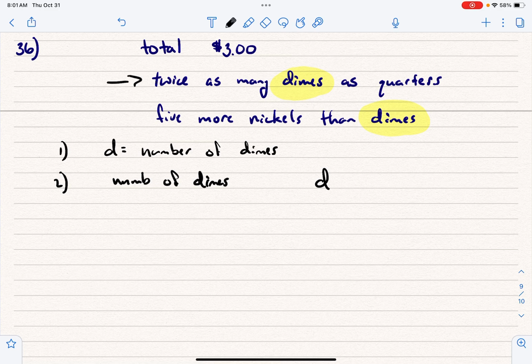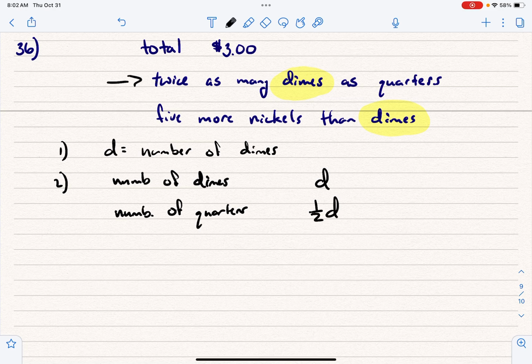I have twice as many dimes. So look, I've got 10 dimes and only 5 quarters. That means quarters is the smaller number, meaning I would actually have to multiply quarters by 2 to set them equal to each other. Or in this case, since I'm talking about everything in terms of dimes, I need to cut the number of dimes in half. So the number of quarters is 1/2 the number of dimes.